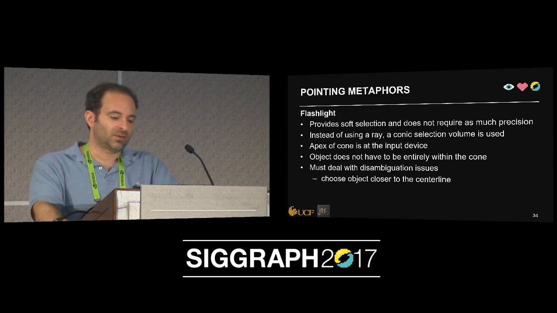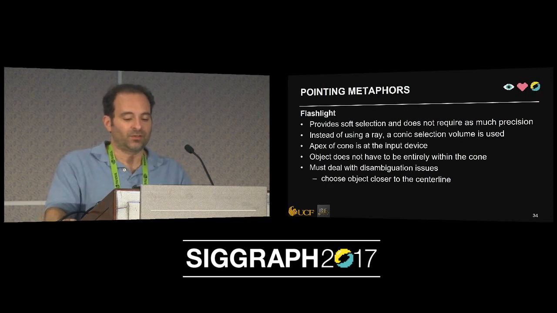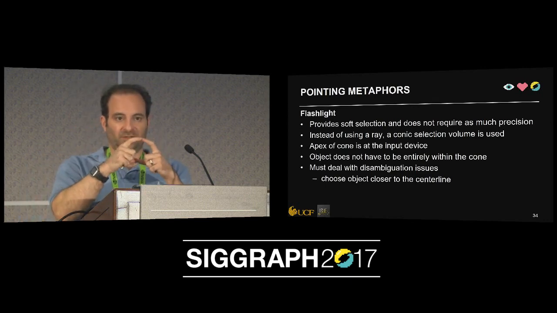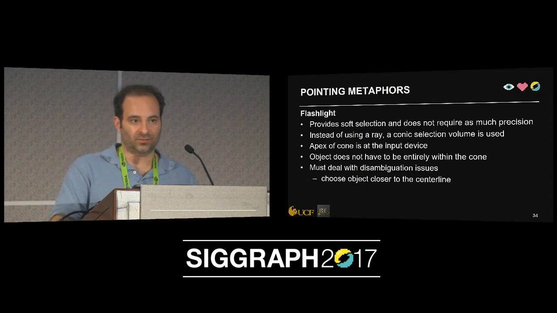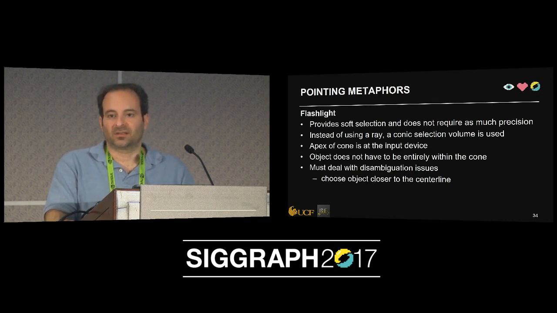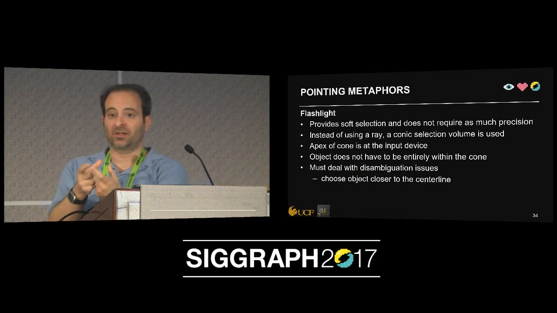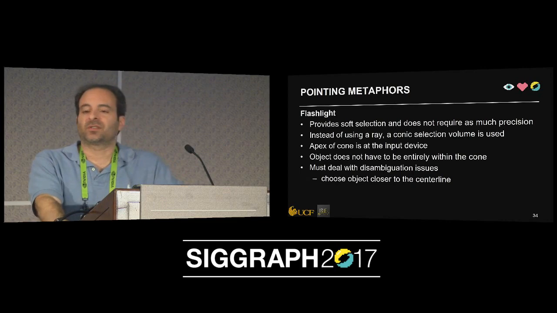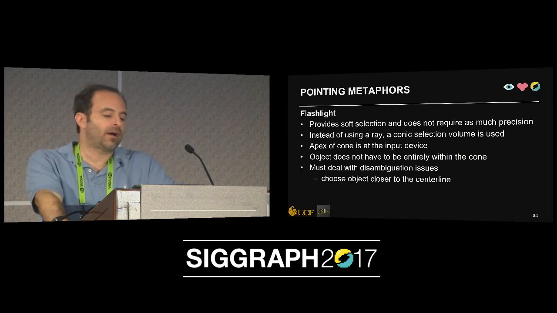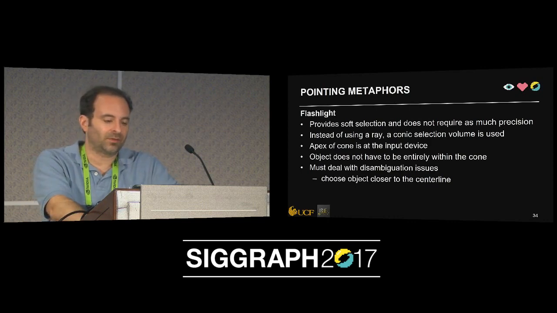So with the flashlight, instead of using an actual ray, we're going to use a conic section volume. That gives us a region, a circle, if you will, at the end of the ray that we can use to do the selection. That allows you to be a little bit less precise in selecting objects. The apex of the cone is at the input device. The object does not have to be entirely within the cone, which is really nice. Of course, the issue is that because it's soft selection, you have disambiguation issues, which means you have to choose the object that's closer to the center line, if you will. There are different ways to deal with this, but that's one of them.